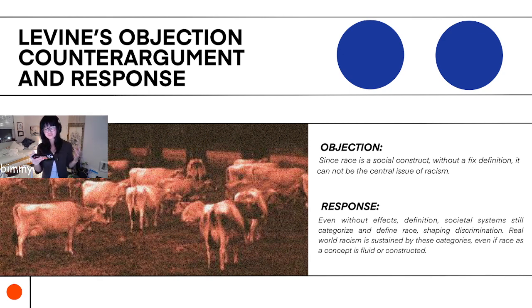However, this objection fails because even without a fixed definition, societal systems continue to define and categorize race, which influences how individuals perceive and are perceived, ultimately shaping the structural and social systems that perpetuate racial inequalities. So even though Levine defined racism and race for his argument, he also recognizes the complexity and lack of clarity surrounding the question of what race is. Overall, the lack of a universal definition does not negate the real-world systems that have been put into place and the fact that people in society apply their own definitions to race.